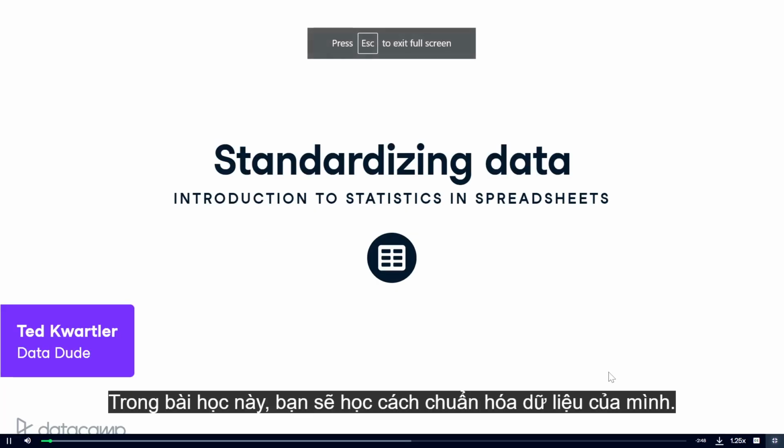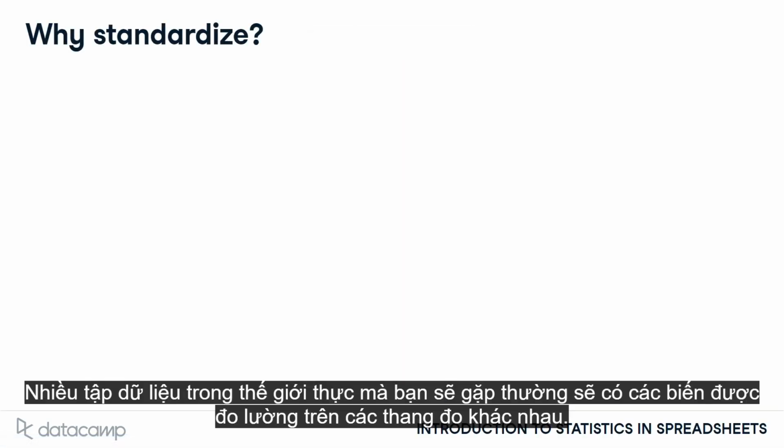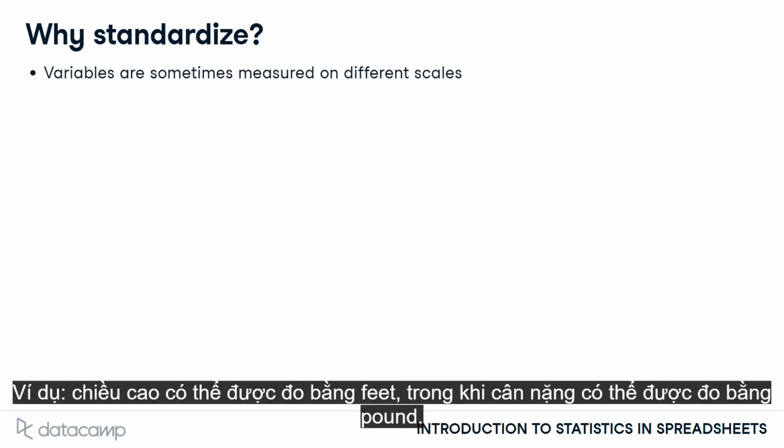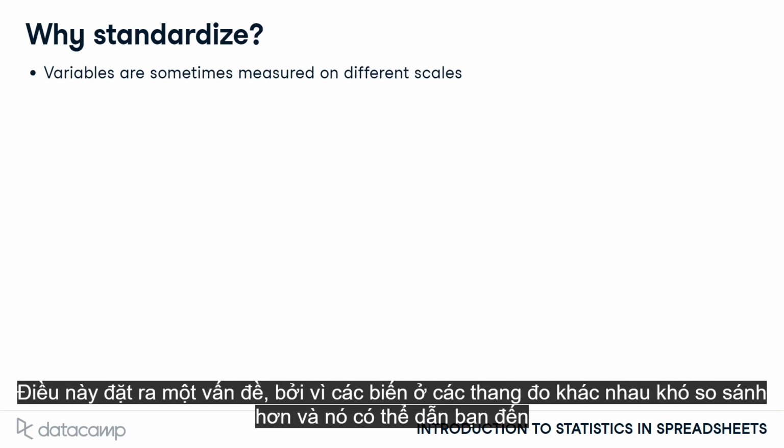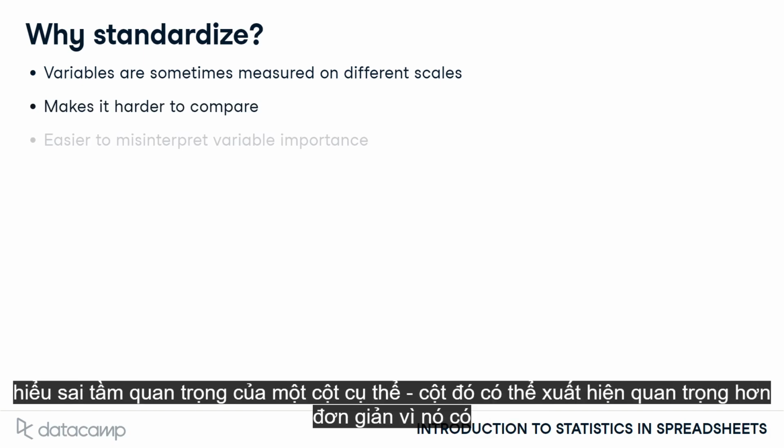In this lesson, you'll learn how to standardize your data. Why do this? Many real-world datasets you'll encounter will often have variables that are measured on different scales. For example, height might be measured in feet, while weight might be measured in pounds. This poses a problem because variables on different scales are harder to compare, and it may lead you to misinterpret the importance of a particular column.